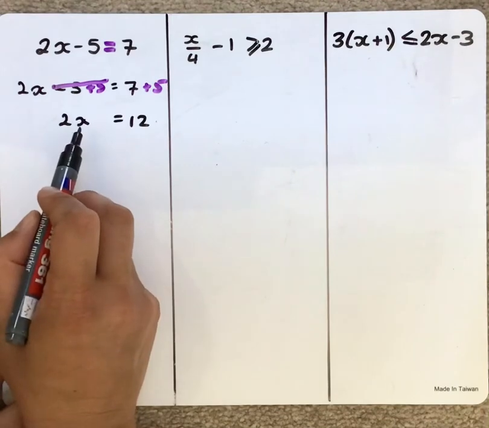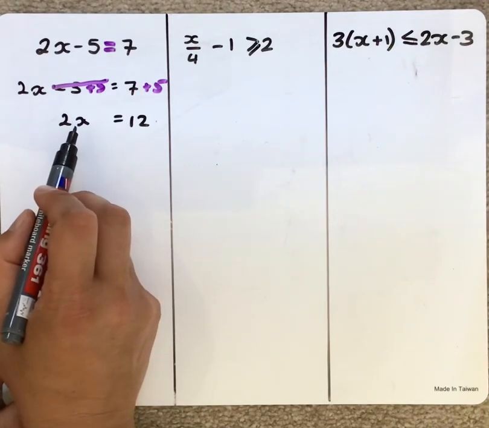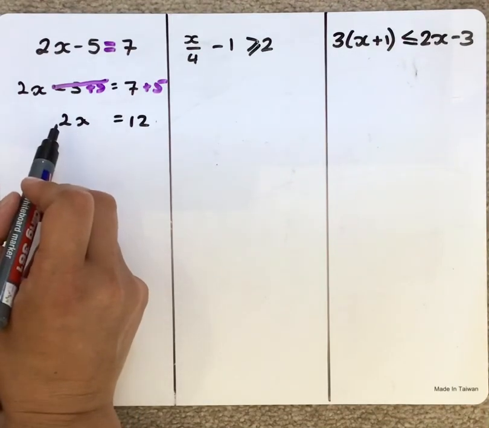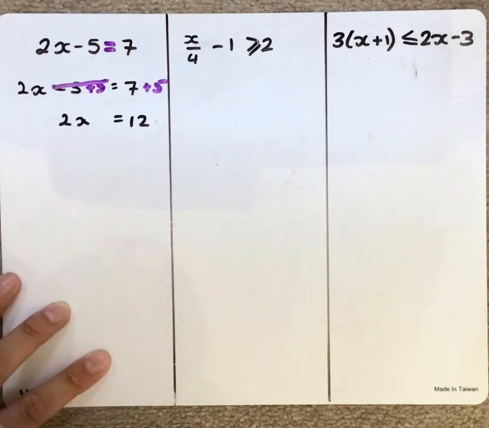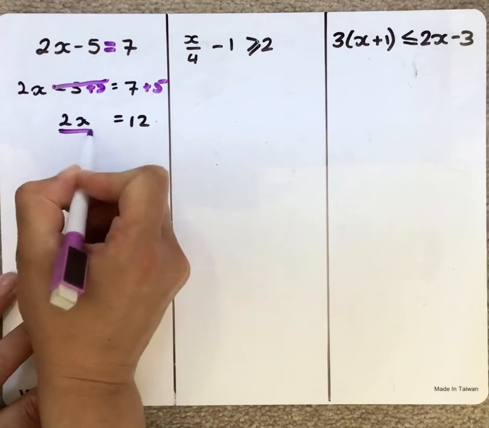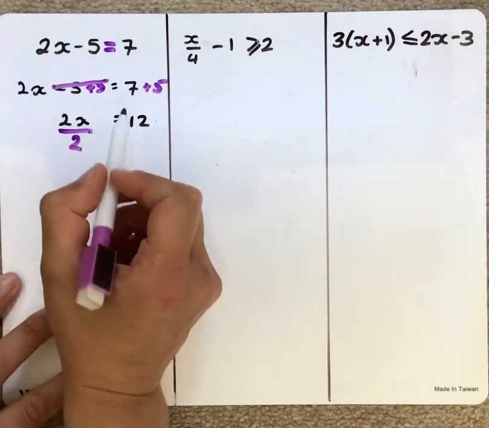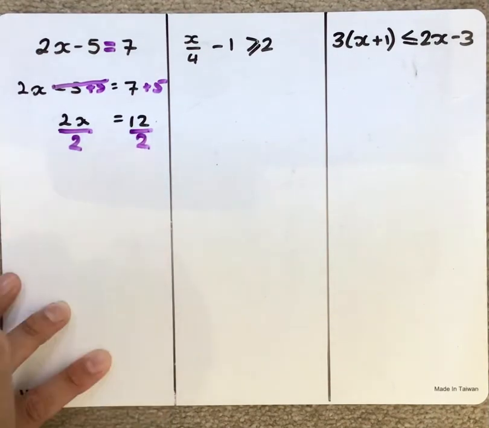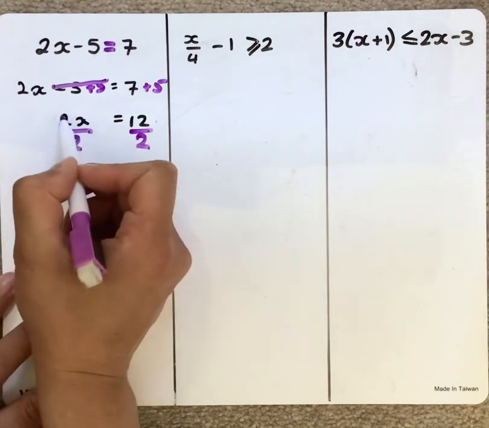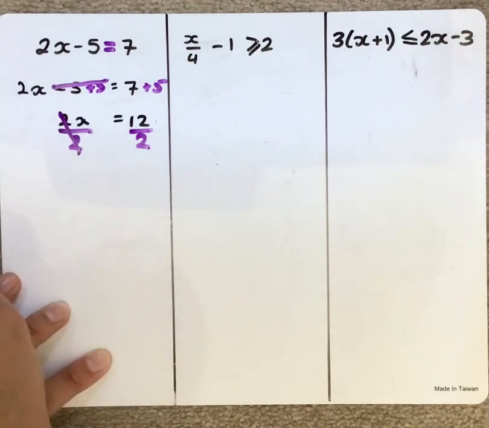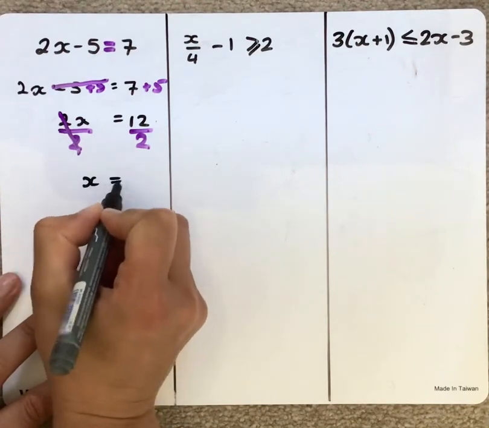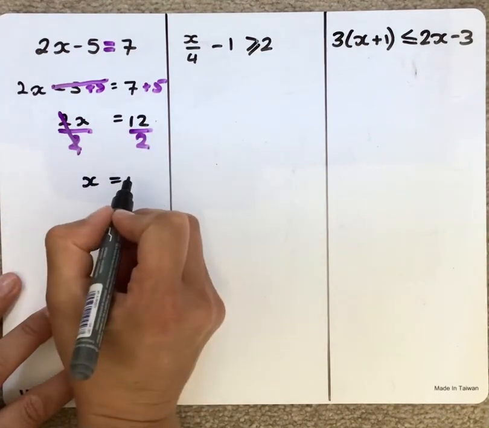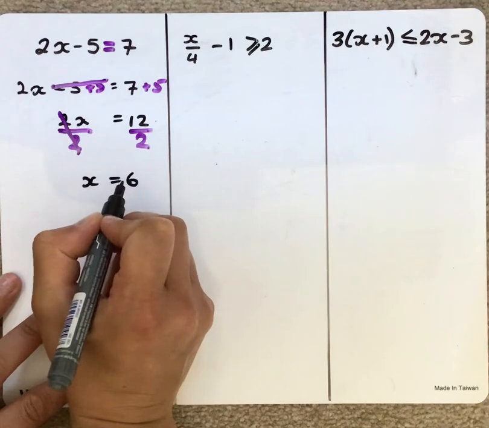So we're closer to knowing what x is. To get even closer, we need to get rid of the 2. This 2 times is the x, so to get rid of it, we do the inverse operation, which is to divide by 2. And remember that we do the same thing to both sides. So the divide by 2 cancels the times by 2 on the left hand side, and that gives us x equals, and then 12 divided by 2 is 6.